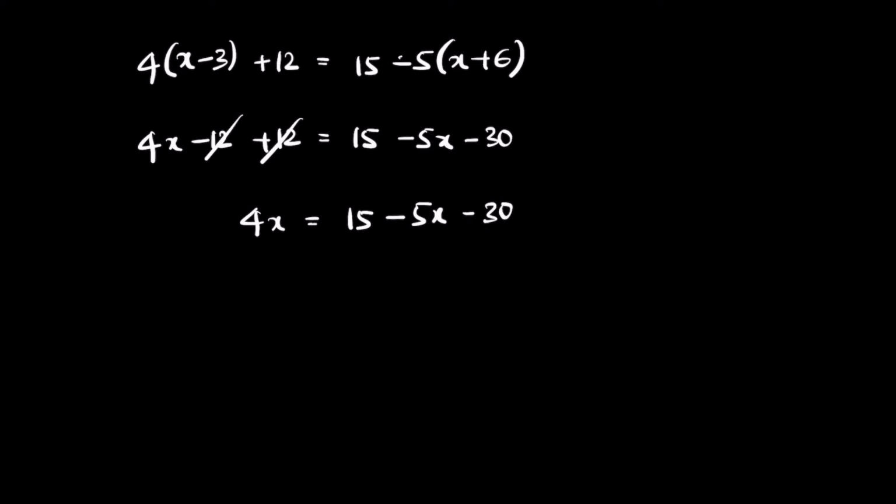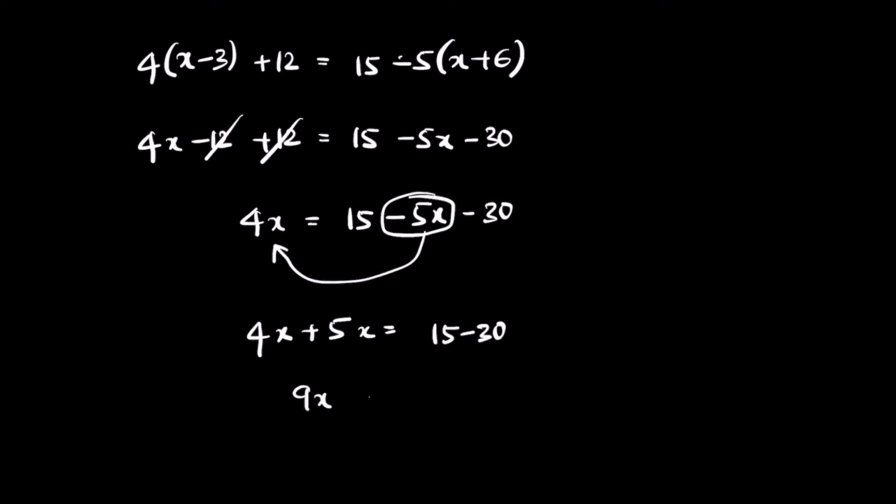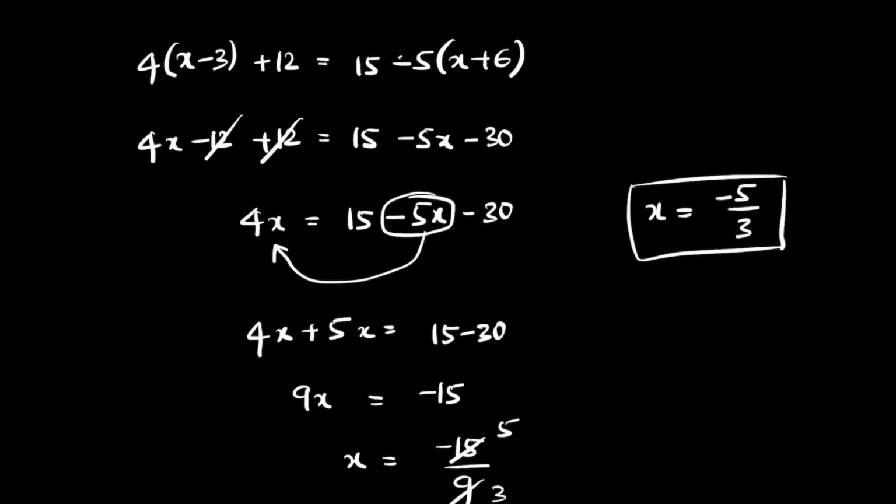Push the variables on one side, constants on the other side. So this is a variable, push it to the other side. Notice that it's minus 5x. So when it goes that side, it becomes plus 5x. So 4x plus 5x becomes 15 minus 30. So that becomes 9x. 15 minus 30 is minus 15. So x becomes negative 15 by 9. So 3 3's are 9 and 3 5's are 15. So x becomes negative 5 by 3. So this is how you can solve the problem.